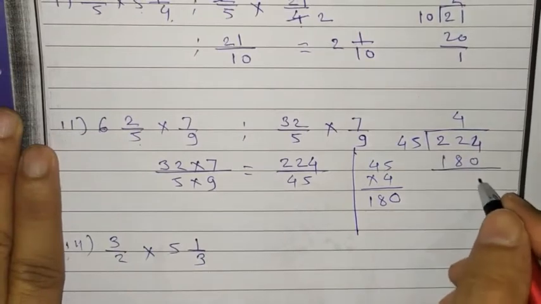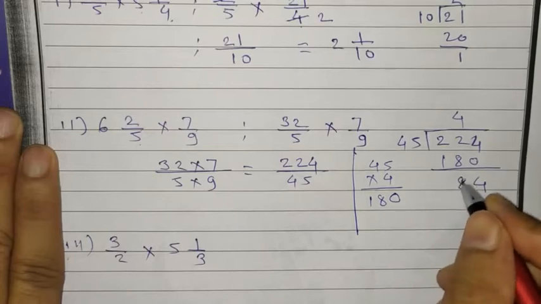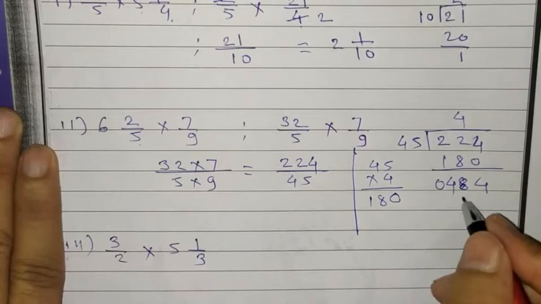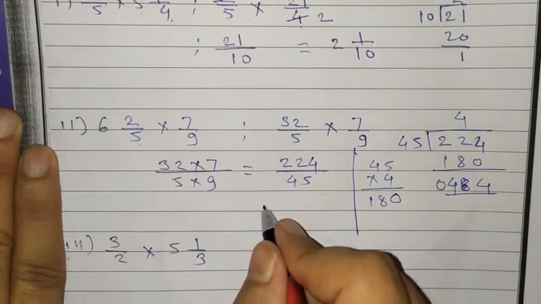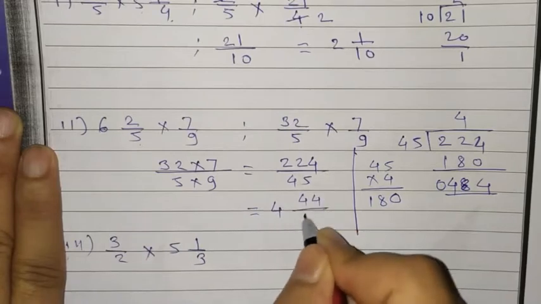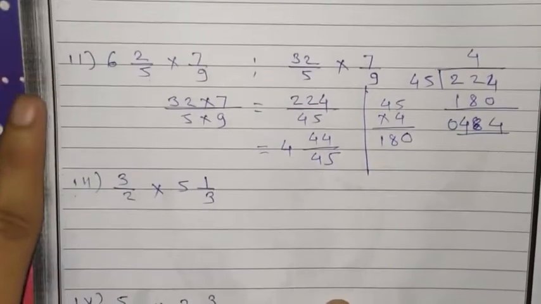So 4 minus 0 is 4. 12 minus 8 is 4. 12 minus 8 is 4. So here 1 minus 1, 0. So the remainder will be 44. So finally our answer is 44 upon 45. This is the answer of the second one.